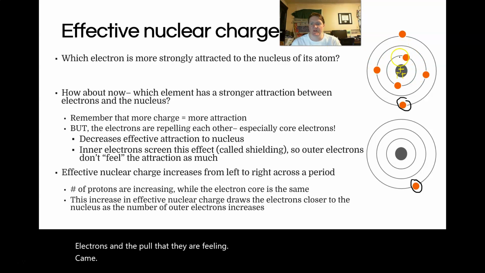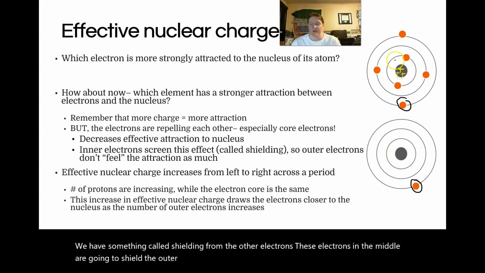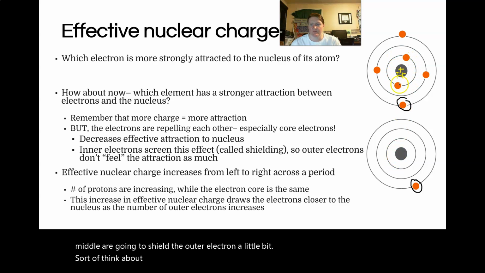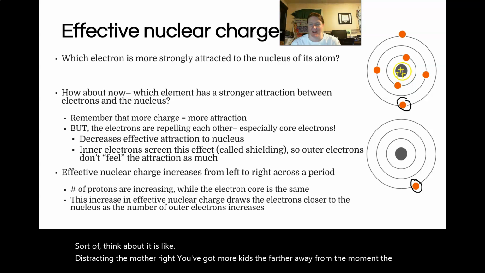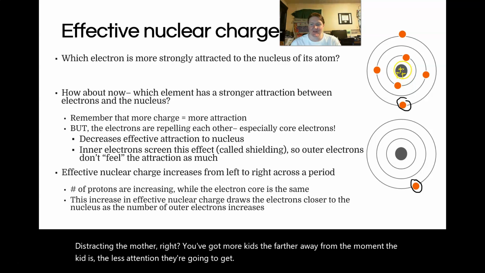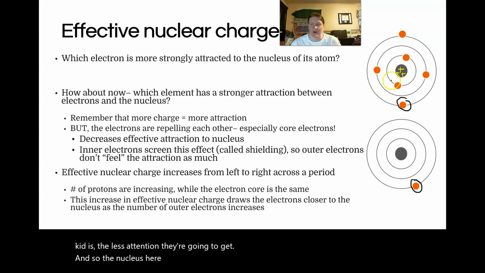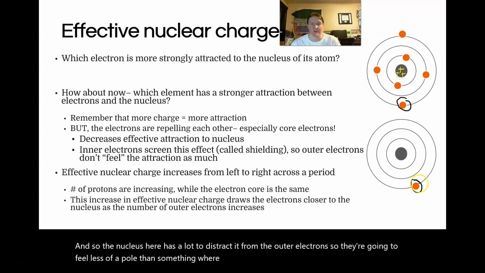We have something called shielding from the other electrons. So these electrons in the middle are going to shield the outer electron a little bit. Sort of think about it like distracting the mother, right? You've got more kids, the farther away from the mom the kid is, the less attention they're going to get. And so the nucleus here has a lot to distract it from the outer electrons. So they're going to feel less of a pull than something where you have only one electron in the outer shell. So that's factor number 2.